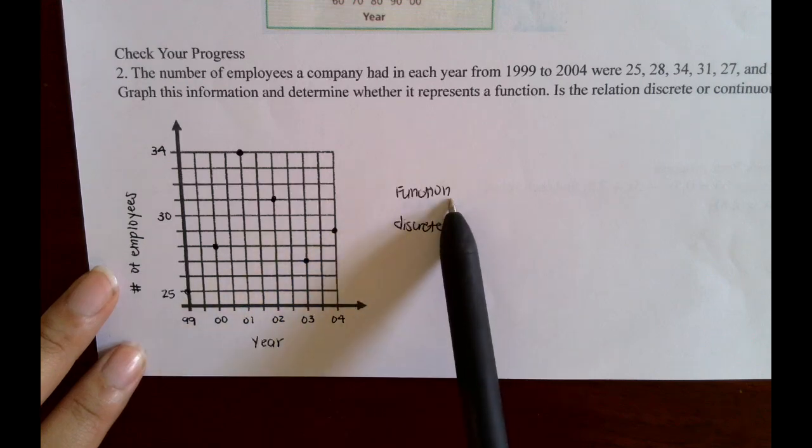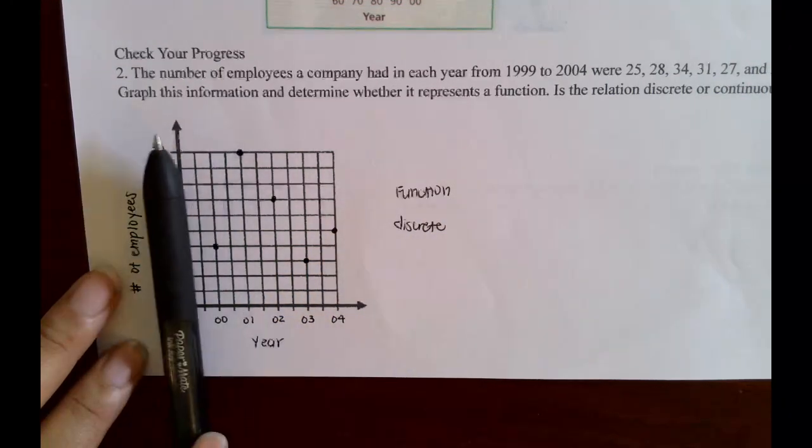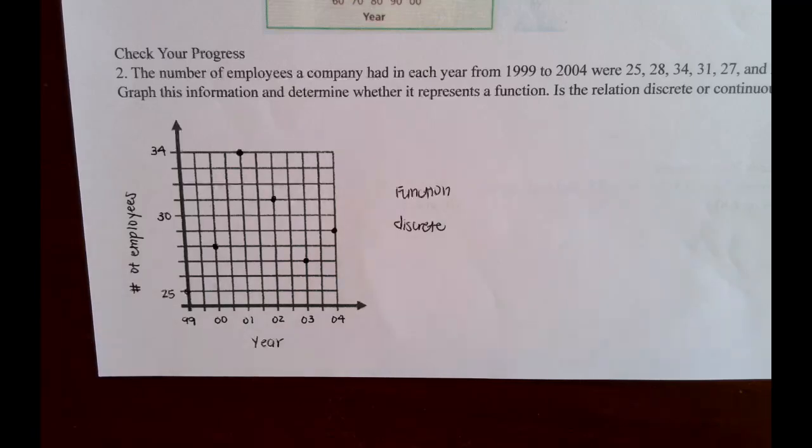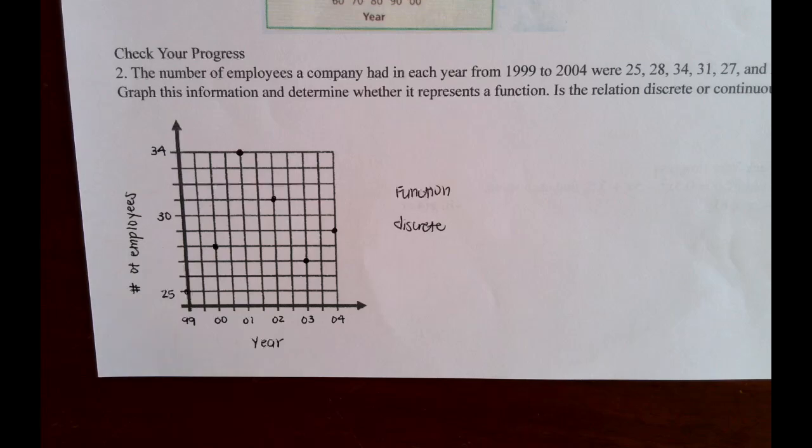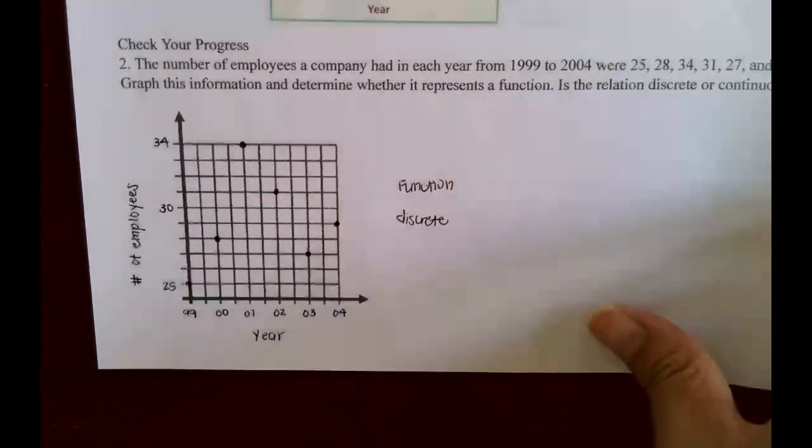Okay. It is a function. It does pass the vertical line test. Each year only has one employee number that goes with it, and it is discrete because it's not all connected. Okay, so there you go.